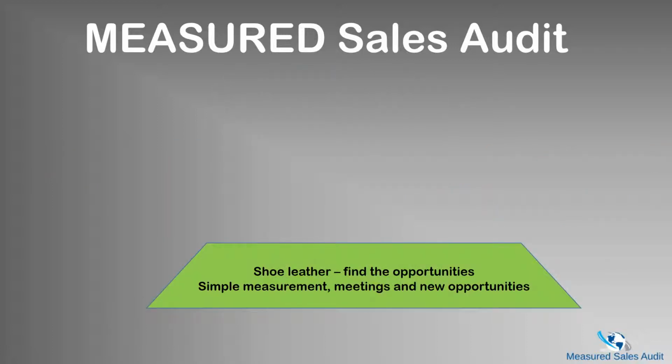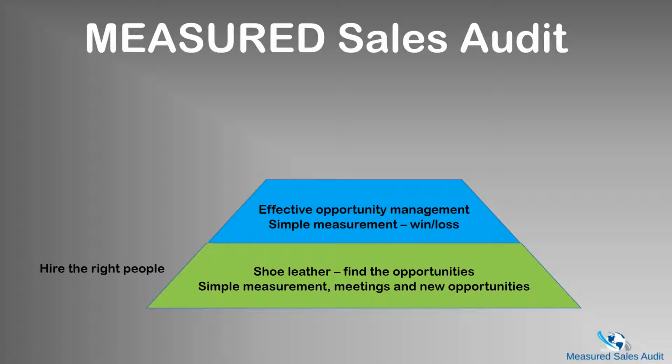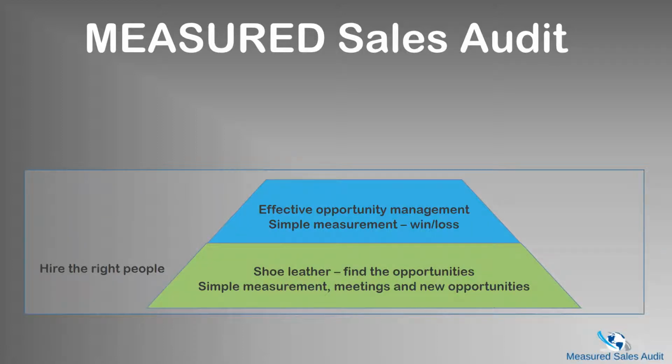If you look at the sales process, it's really quite simple. We can break it down into two areas. The requirements of a salesperson is to go out and actually find opportunities, and once those opportunities have been found, to turn those opportunities into successful sales. The measures of success here are quite simple. Hiring the right people to go out and hunt opportunities. And once opportunities are found, you measure them through win-loss ratios and achievement to target of the salesperson.